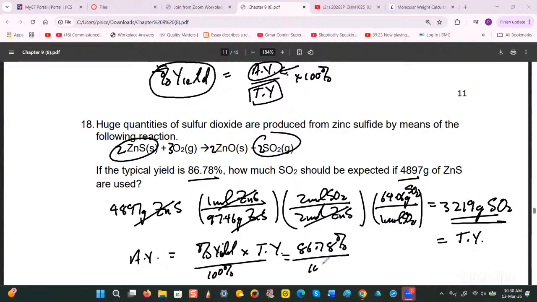divided by 100%, multiplied by the theoretical yield, which is 3,219 grams, and whatever that gives, that will be the answer. So according to my calculation, this works out to be equal to 2,791 grams. And that would be the answer. All right? Any questions about this? Any questions?